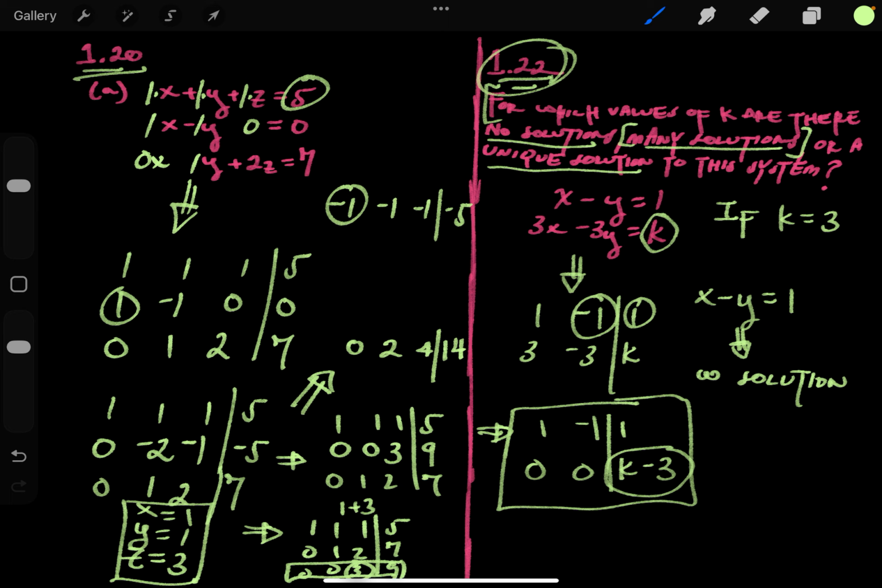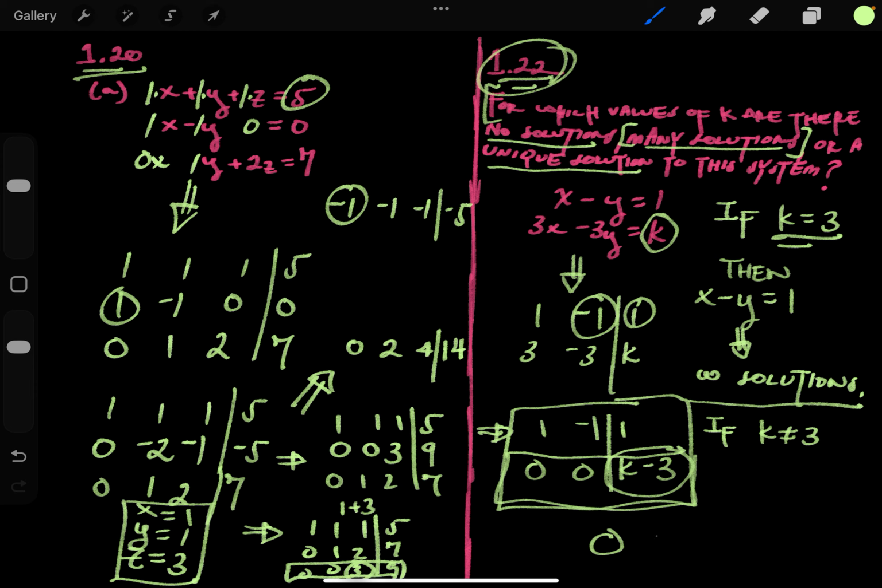And we can state then if k equals 3, then infinite solutions. And now the other thing that we could say is if k does not equal 3, we should see that we get a contradiction in these bottom equations, because here on the left-hand side we have 0. And if k doesn't equal 3, then that means that we have something not equal to 0, right? And then you get that contradiction. So if k doesn't equal 3, then we get no solutions.